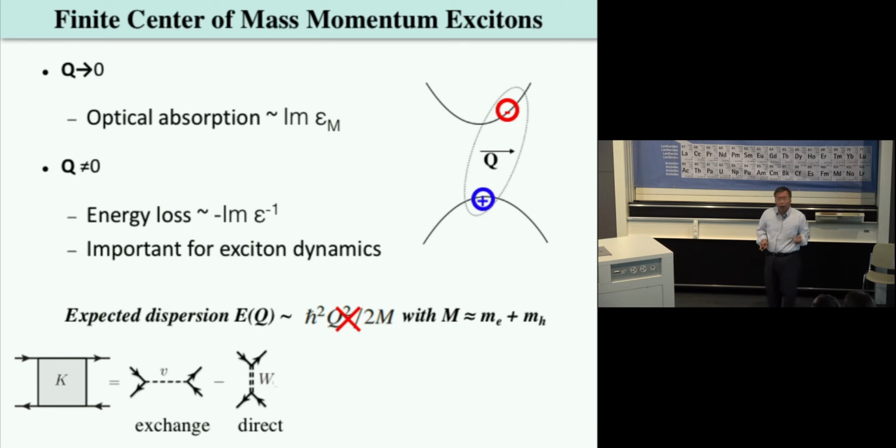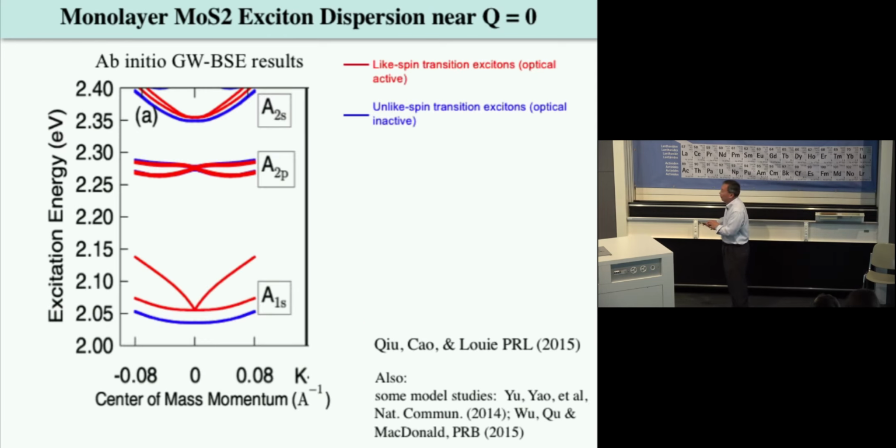For a normal conventional semiconductor, you would expect the dispersion relation of the exciton as a function of the center of mass momentum to go like Q squared over some mass, where the mass would be the electron mass plus the hole mass. However, in 2D, there are certain branches of exciton for which this relation is completely not true, which is a very surprising result that people have not realized before. And the origin of this actually comes from a many-body effect.